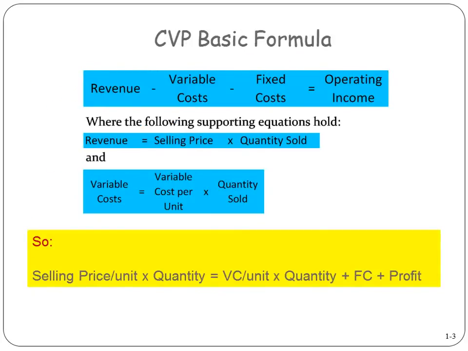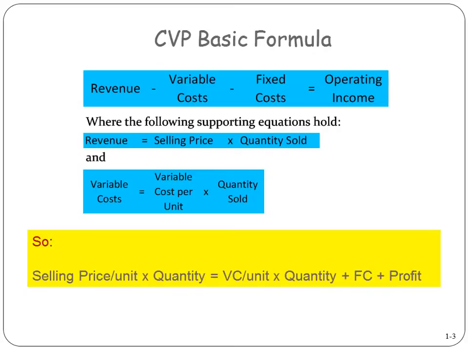The very basic CVP formula. Your total revenues, so everything you've sold, your total revenues minus your total variable costs, minus your fixed costs, are equal to your income. Nothing surprising there. You can break down revenues as being the selling price per unit times the quantity sold, and variable costs being the variable cost per unit times its quantity sold.